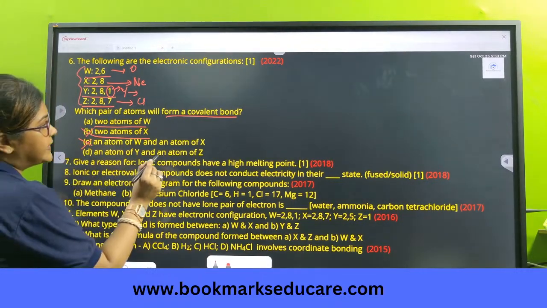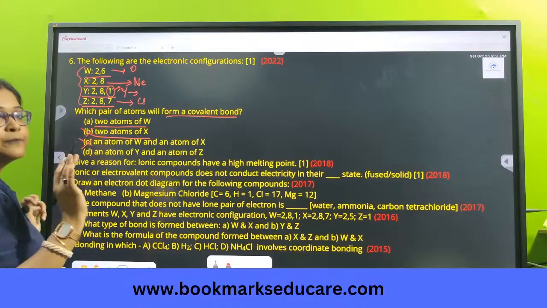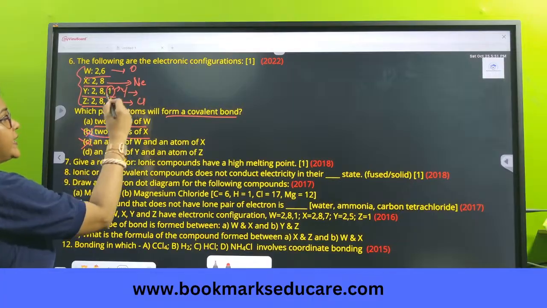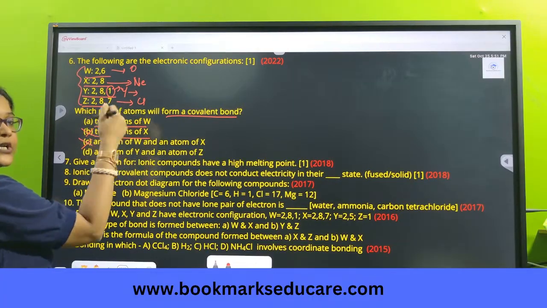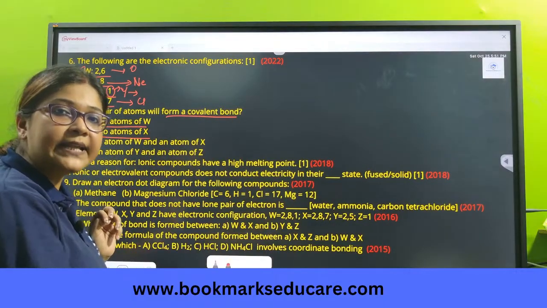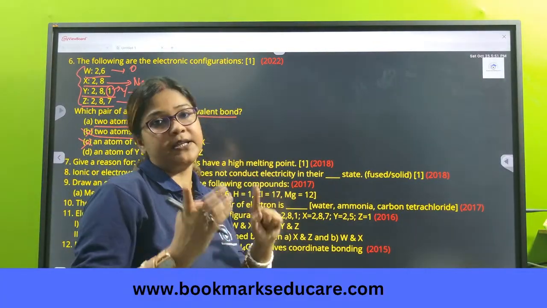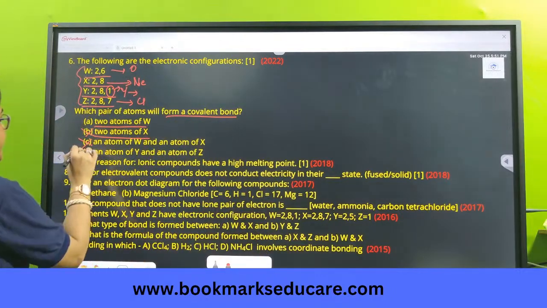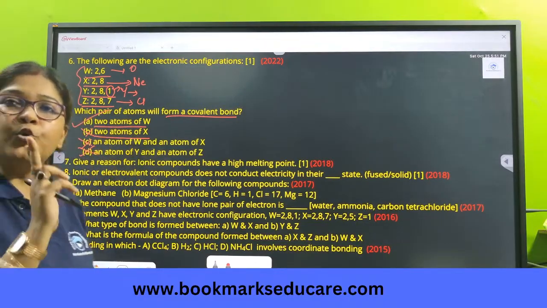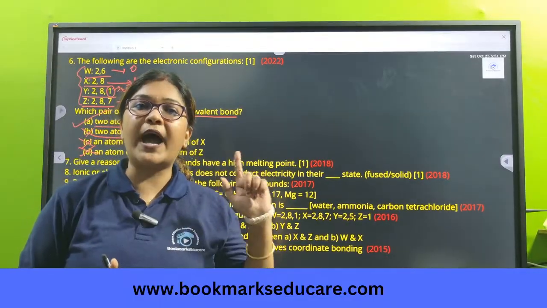An atom of Y and an atom of Z is a typical example of, if you remember, sodium chloride, where Y can give up or transfer one electron to Z, therefore reaching a stable configuration. So transfer of electrons means what? It will generate an ionic compound and not a covalent compound. So it will form an electrovalent bond but not a covalent bond. So this option also cancels. I am left with the option which is 2 atoms of W. So the correct answer will be option A, that is 2 atoms of W.